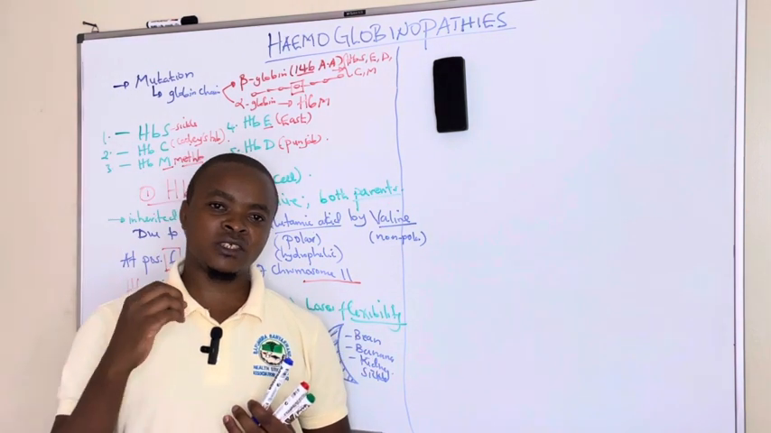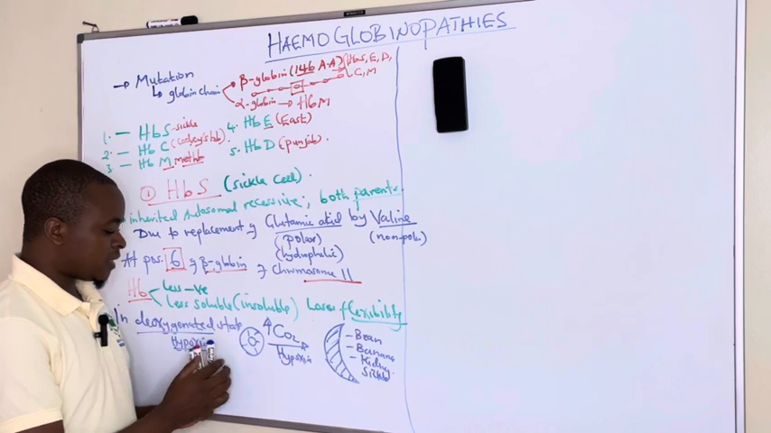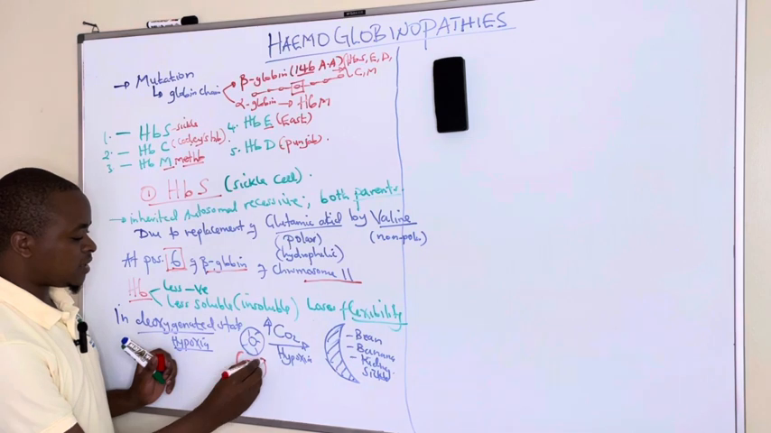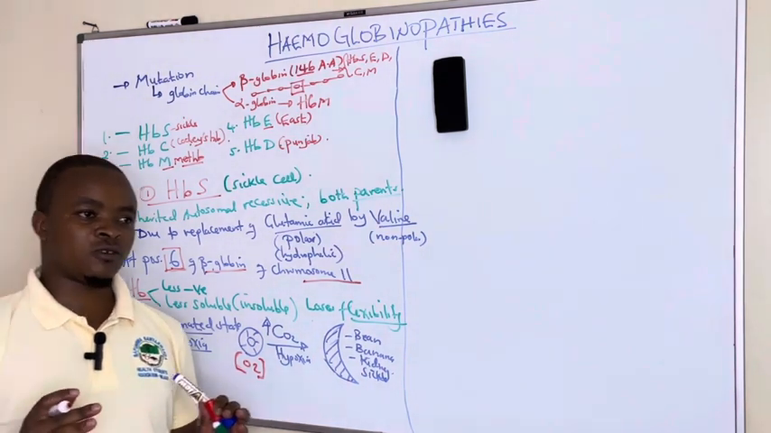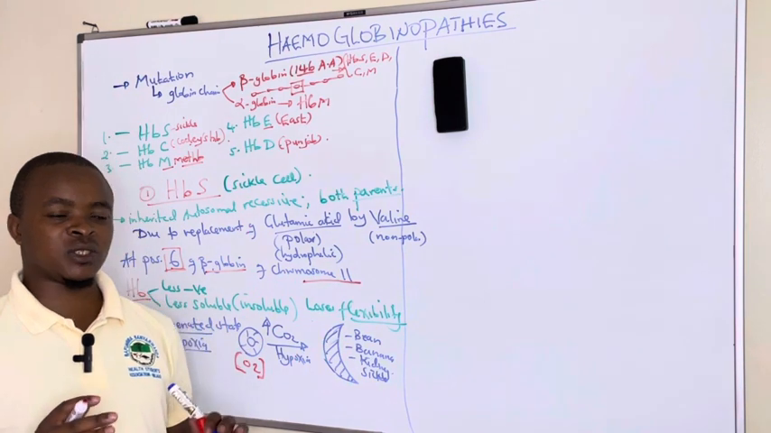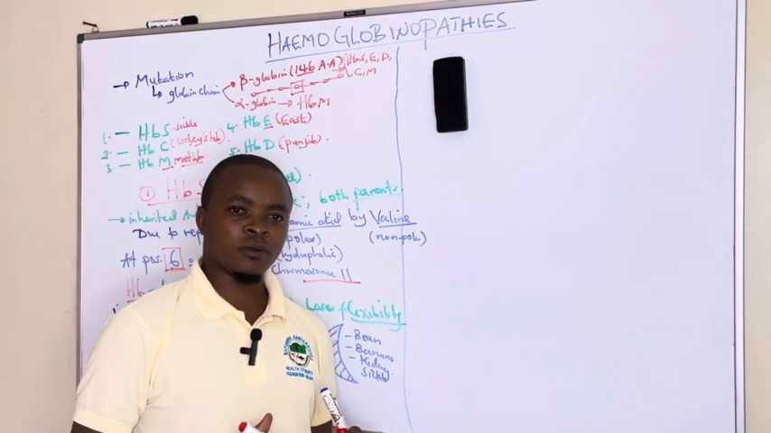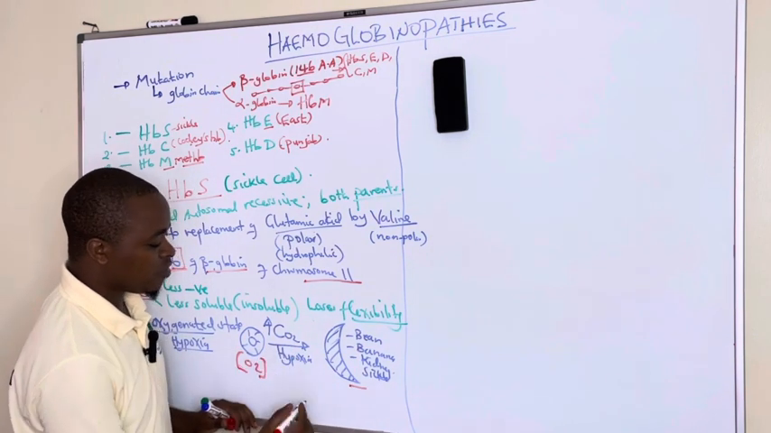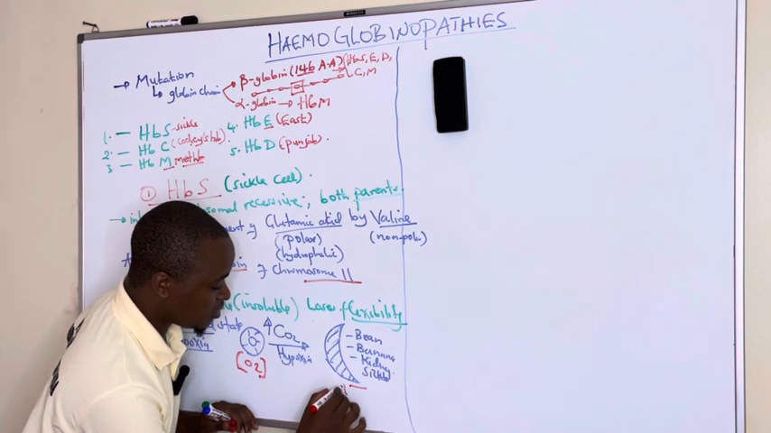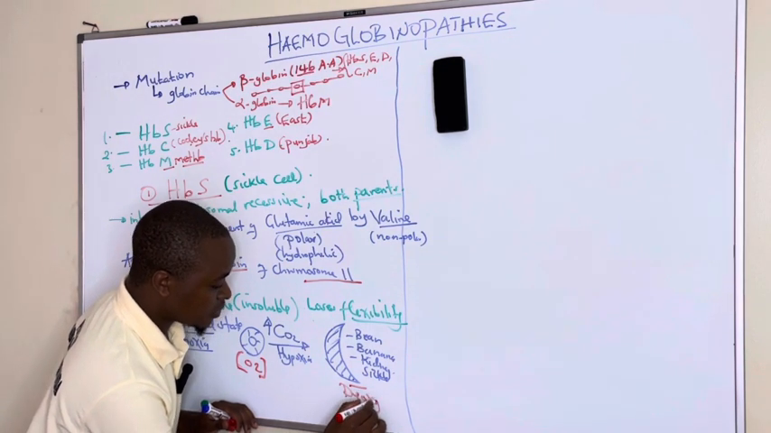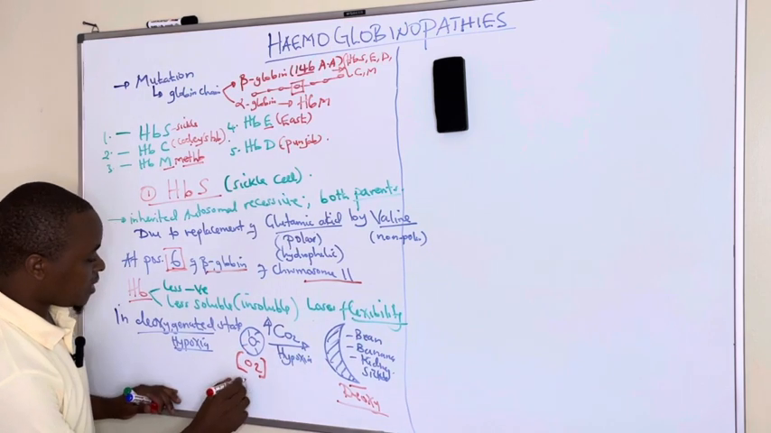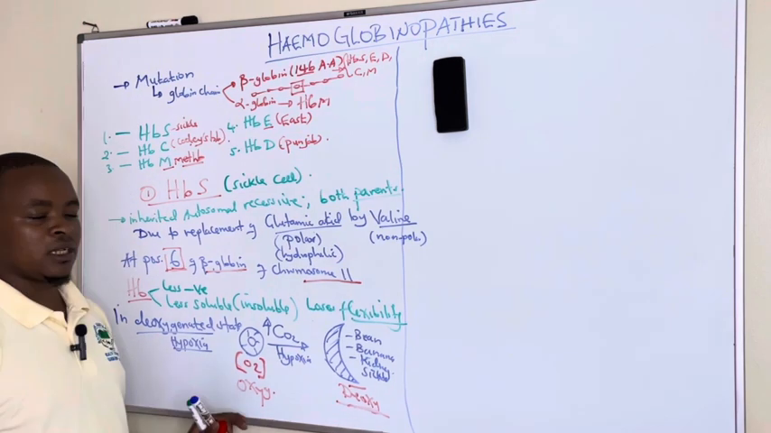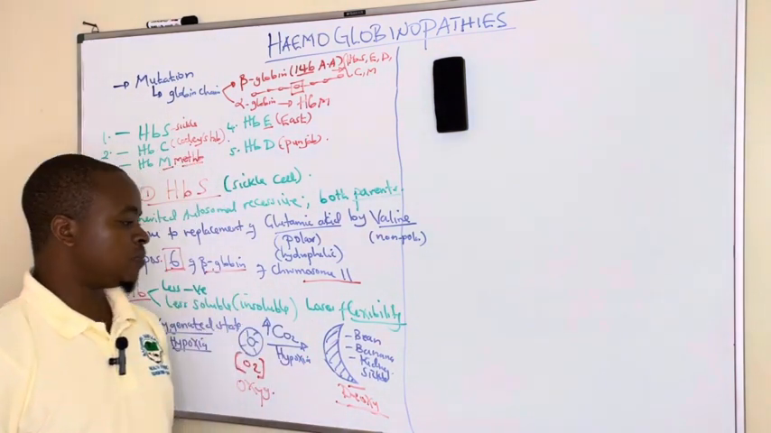So you can see that sickle cells, in the presence of oxygen, are normal. They have the normal shape. When oxygen is sufficient, the cells of a sickle cell disease person are normal in shape. But they acquire a sickle shape when they are deprived of oxygen, that is in a hypoxia state or deoxygenated state. In the oxygenated state they are normal, but in the deoxygenated state they acquire a sickle shape.